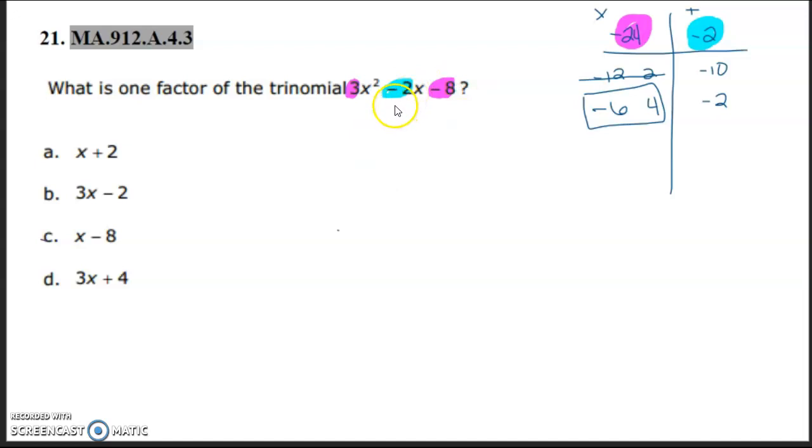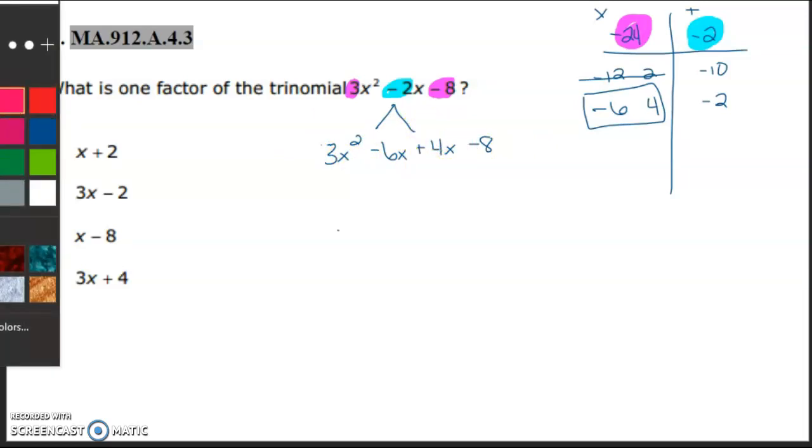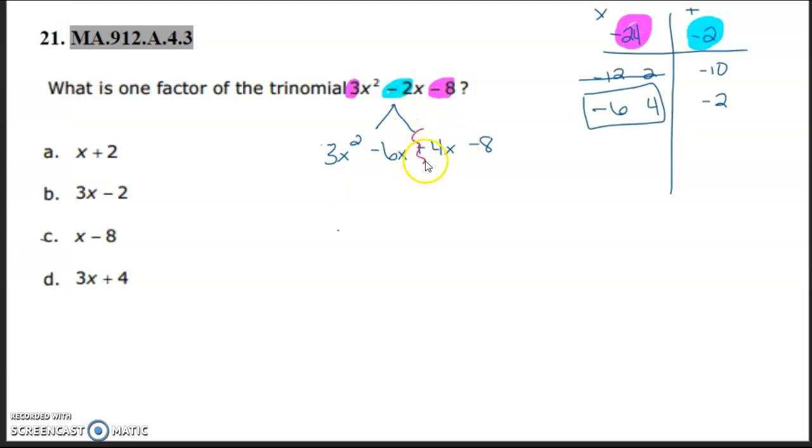So your next step is I'm going to break apart this middle using the numbers I just found. So we have 3x squared, then we have -6x and positive 4x, minus 8. The middle term broke into -6x and 4x. We can ditch the -2 because we're going to break it apart. Then we're looking at this just like we did the previous one. When you have 4 terms, we can go ahead and cut it in half. I'm even going to change color so you can see it's a whole other step. So we're going to break it in half.